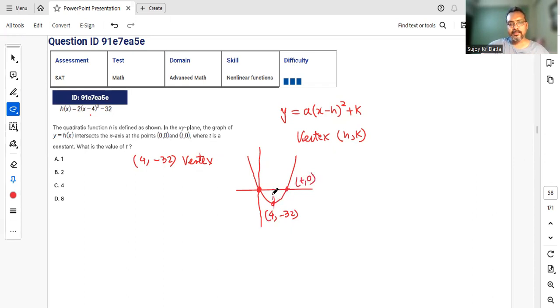Now we know that the vertex is on the line of symmetry. So that means if x is 0 here and x is t here, their average should be 4. So (0 plus t) upon 2 is 4. So t is therefore 8. We just need to do this much to get the answer. We don't need to solve the quadratic and figure out anything. Saves time. Let's check the next one.